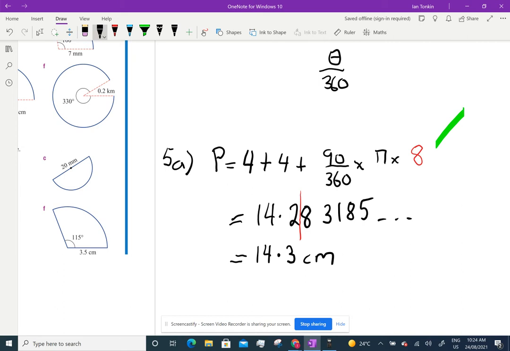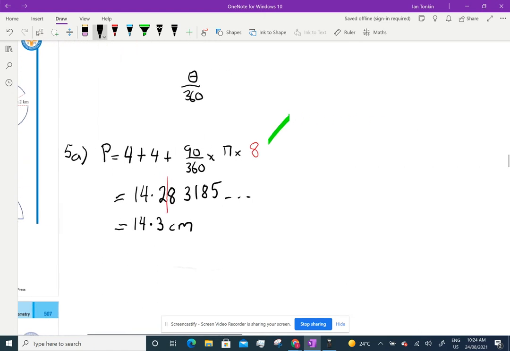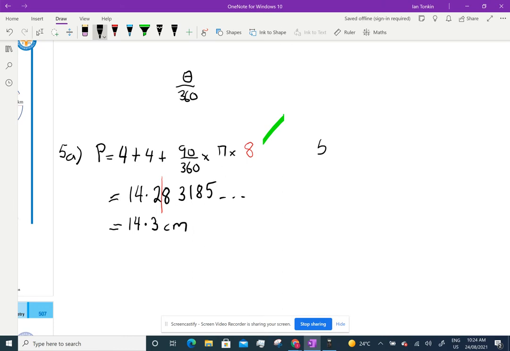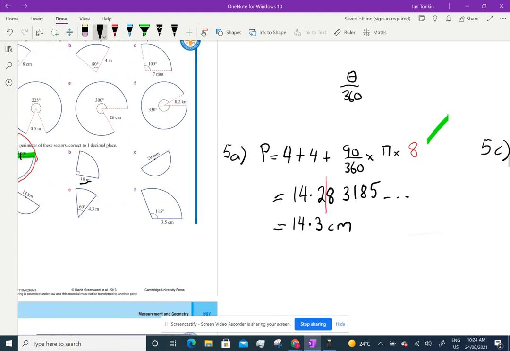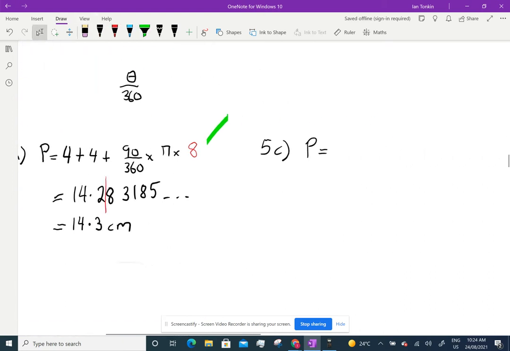Now, the next one. You're going to do exactly the same thing with the next one, except you're going to be using 10. So I'm not going to do it. I'm going to do C. So 5C. Well, the perimeter equals all the straight bits. Well, the straight bit is that bit there. So 20.